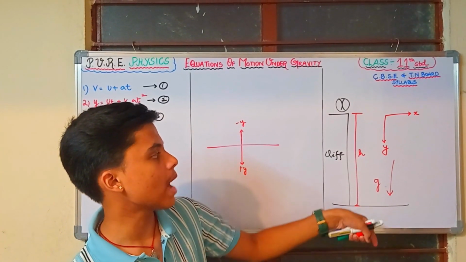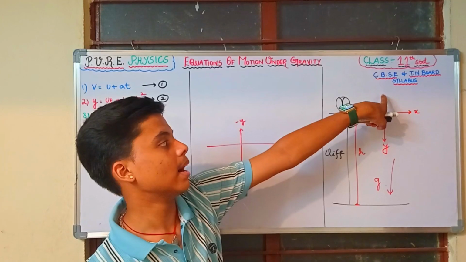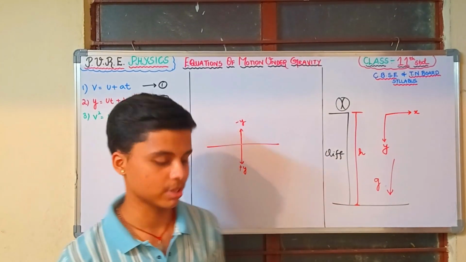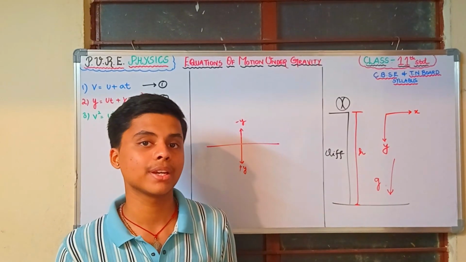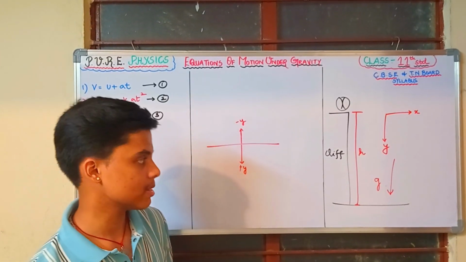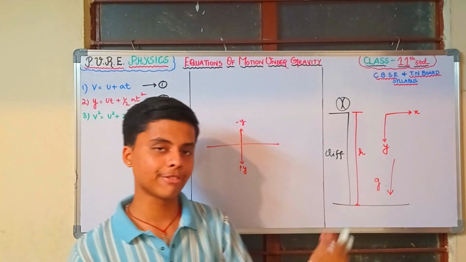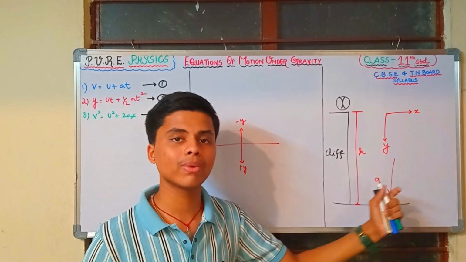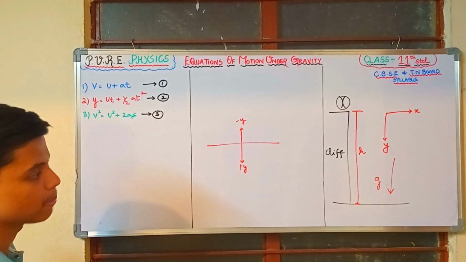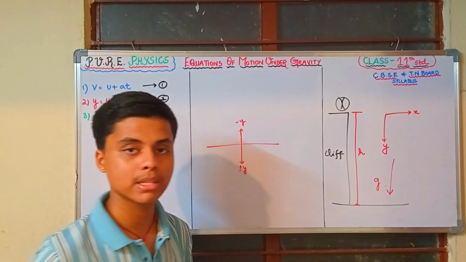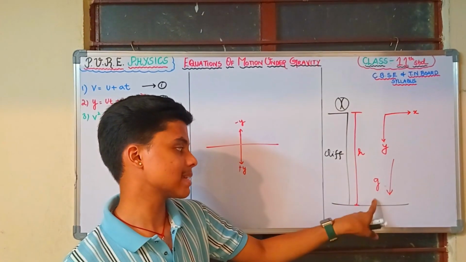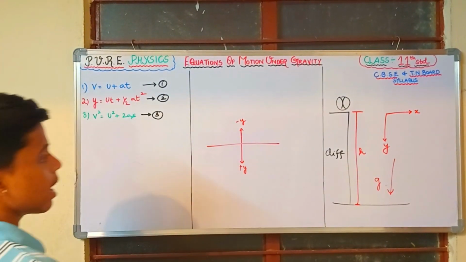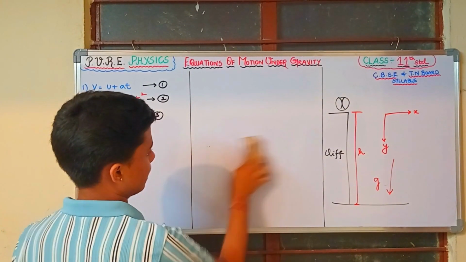If my ball is thrown upward, then my y-axis will be directed upwards, and it will be opposing the gravitational force. In that case, we will take the acceleration as minus g, because it is opposing the gravitational force if it is thrown up. But in this case, the ball is thrown downwards, where it goes along with the gravitational force. Hence, my y-axis will be positive, and the acceleration due to gravity will always be g. And we need to know that the acceleration due to gravity near the surface of the earth is always a constant.